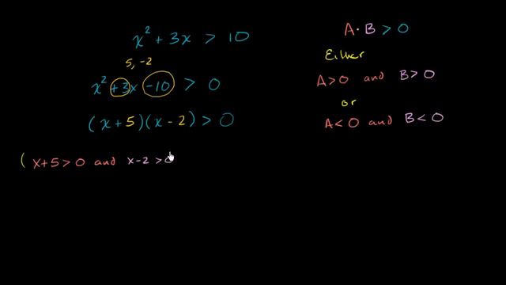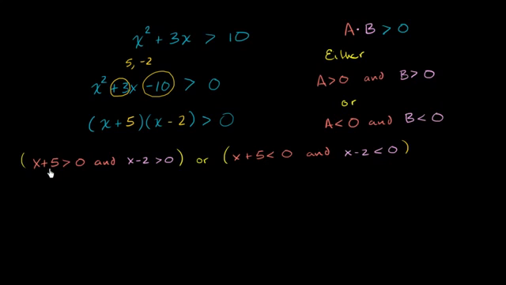Let me write it this way: or they're both negative, or x plus 5 is less than 0 and x minus 2 is less than 0. So now let's think about all of these inequalities independently, but let's maintain this logic here of the and and the or.